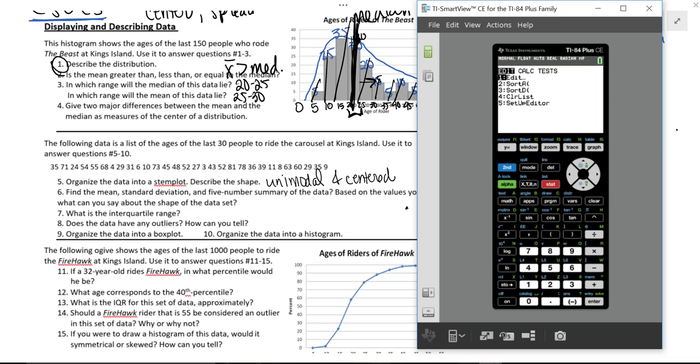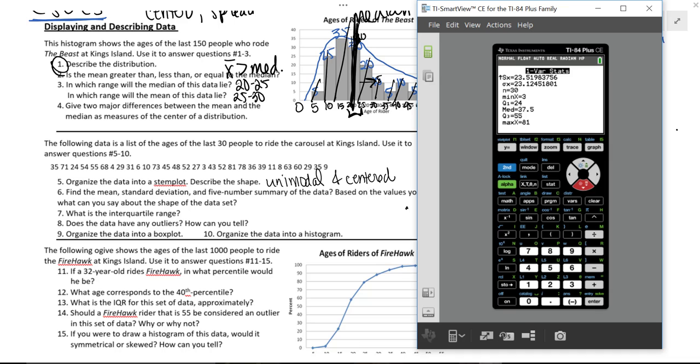The other thing you can do is go over to stat calc and do one variable stats. We have no frequency list, so we leave that blank. When you press enter, that gives you your mean, which is 39.3, and your standard deviation, which is 23.5. It gives you your Q1, your median, your Q3, your min, and your max. So there's your 5-number summary right there: your min, your Q1, your Q2, your Q3, and your max.